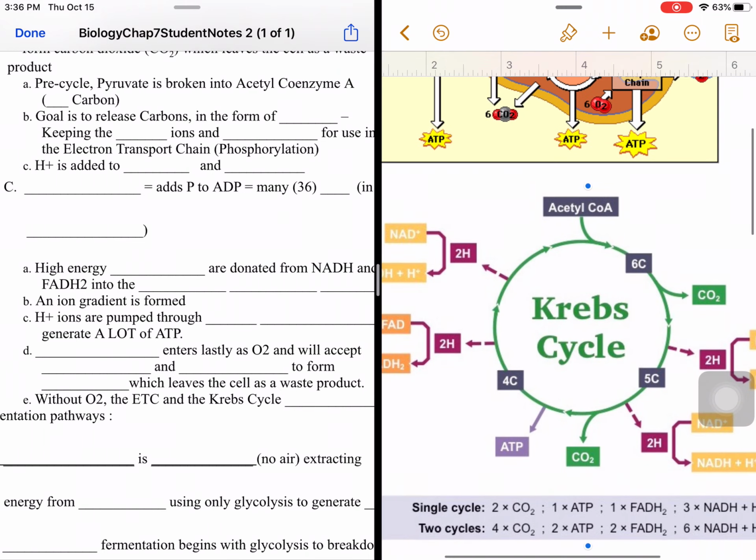And then acetyl-CoA will go through a series of different reactions, and it will lose another carbon and then another carbon, to where eventually from the 6-carbon glucose we end up with 6 carbon dioxides that have to leave the cell.